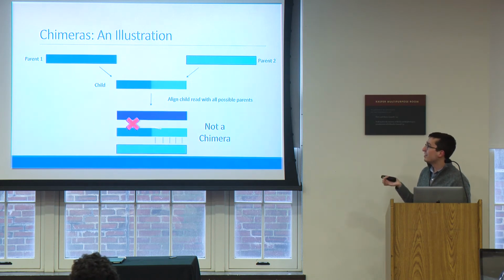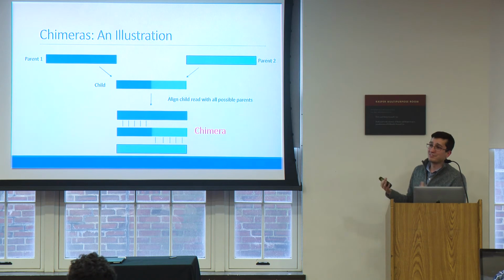In this case, you align the child with this purple, dark blue read, and it doesn't align, but it does still align with the end of this green parent. But because it's not completely covering the read, it's not considered a chimera. However, when you perform this alignment with the light blue parent and the green parent, it's very obvious that this child is just a chimera of these two. So the DADA2 algorithm will recognize this and filter it and remove it from your database.